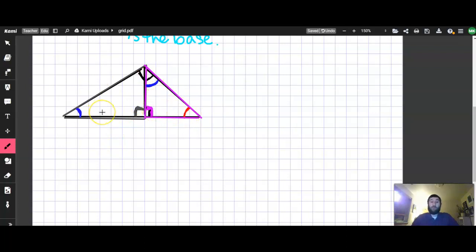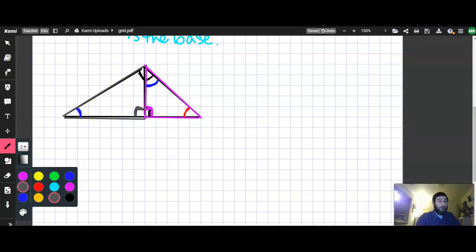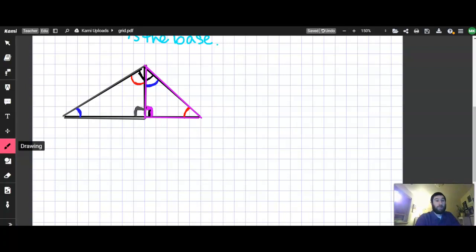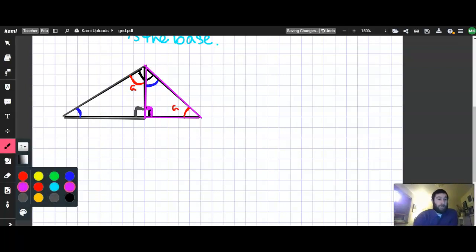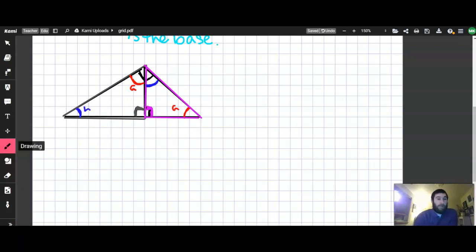Now in the gray triangle, we already have the blue angle, which means the red angle has to add up with the blue angle inside of that triangle to make 90. So let me go ahead and use some letters here. We have angle A plus angle B equal to 90.